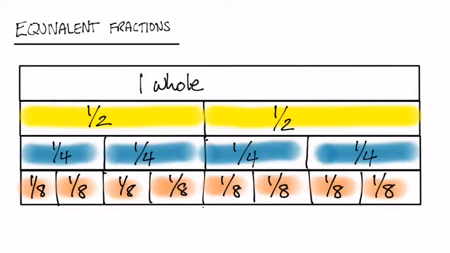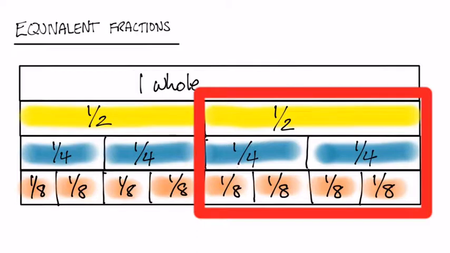So the idea here is that you'll see, if I look at everything in this red box, these are all the same size. In other words, 2/4 is the same as a half. 1, 2, 3, 4/8 is also the same as a half. Or 2/8 is the same as 1/4. And we call these equivalent fractions.